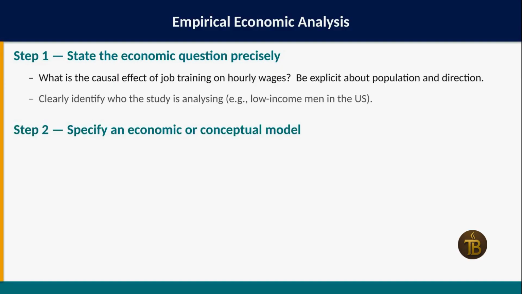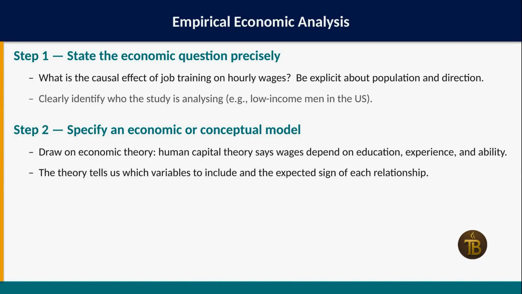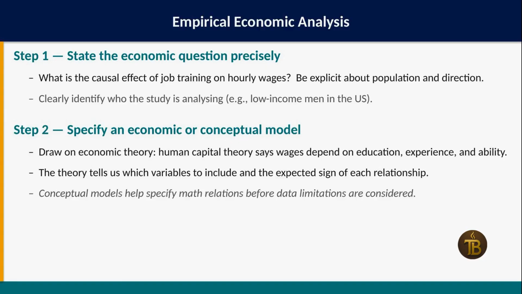The second step is to specify an economic or conceptual model. Here you draw on economic theory. Human capital theory, for example, tells us that wages should depend on education, experience, and ability. Theory does double duty here. It tells you which variables to include, and it tells you the sign you should expect on each relationship before you've even looked at the data. Conceptual models let you specify these relationships mathematically before you start worrying about what data is actually available to you.